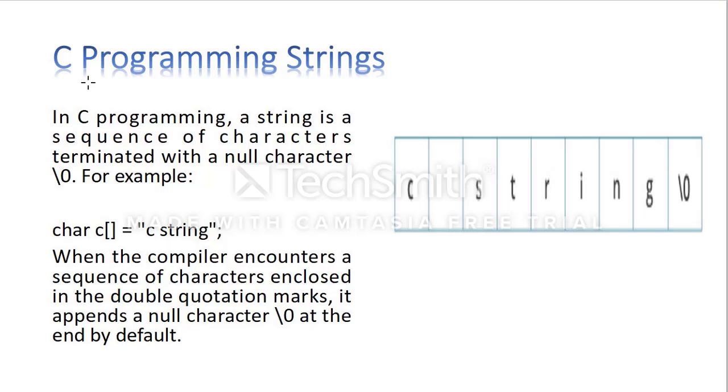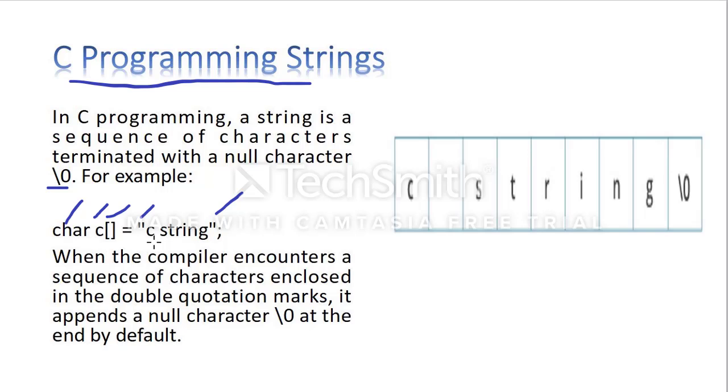Let's see the definition of a string. In C programming, a string is a sequence of characters terminated with a null character \0. It's like an array. Already we have declared an array by using the data type, the name of the array, and the size of the array, and assigned some elements to that array. Already we have discussed different types of arrays: 2D array, 3D array, like that. Here the string is nothing but an array of characters.